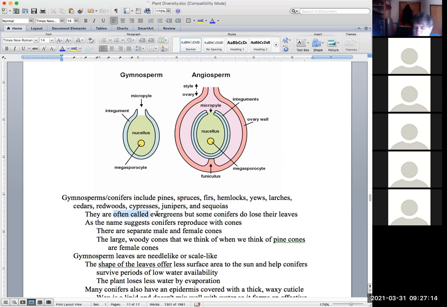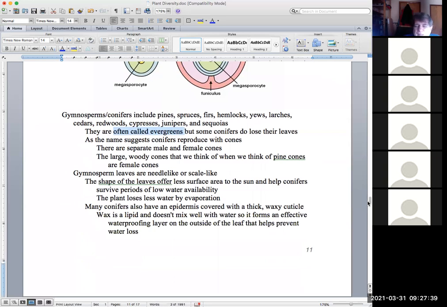If we look at gymnosperms, they're often called evergreens. From a technical point of view, evergreens refers to plants that don't lose their leaves. This isn't completely accurate because some of the conifers, some of the gymnosperms, do lose their leaves. We'll talk more about leaf loss later, but notice that living in the part of the country where we are in Chicago, we sometimes have a mistaken notion.